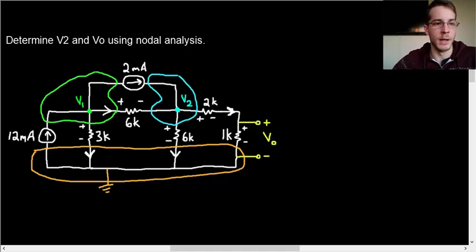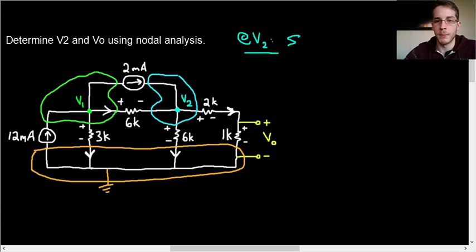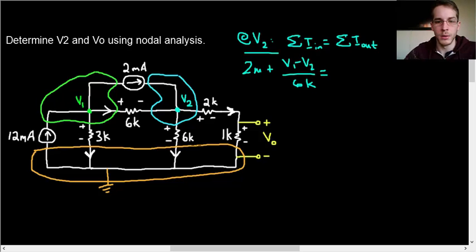So let's go ahead and do KCL at the V2 node. So we'll say at V2, we have in is equal to out, always. Okay, let's go ahead and do this. So only the 2 milliamps and this current over here is entering the V2 node. So this current over here is going to be V1 minus V2 over 6K. So the current over here, which is leaving the node, is going to be V2 minus 0 over 6K.